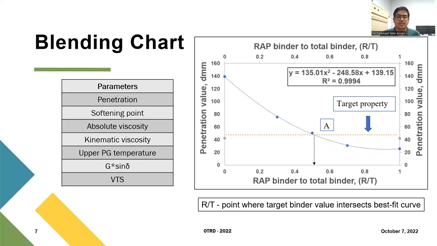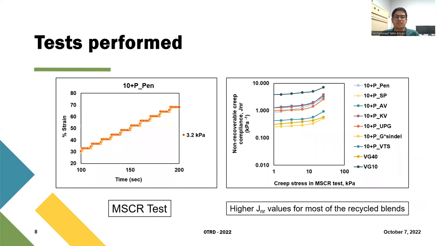As I mentioned, different properties of the binder were used for plotting blending charts, and I have listed the 7 binder properties which I have used in my study for plotting these charts. The R by T from the blending chart was obtained from the point where the target binder value intersects the best fit curve.